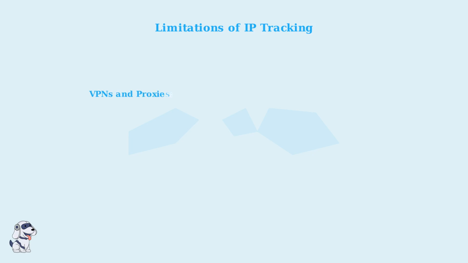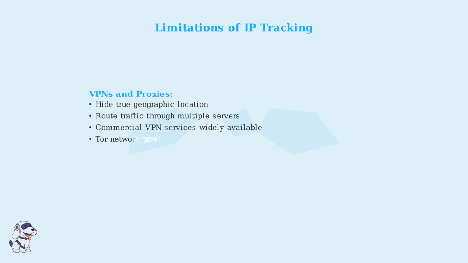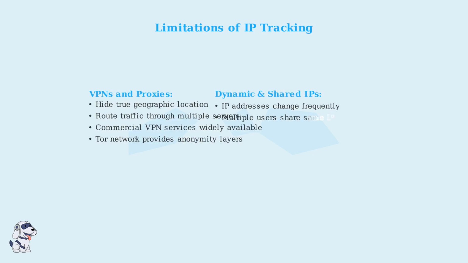Virtual private networks and proxy servers are commonly used to mask real IP addresses. These tools route traffic through different servers, making the apparent location completely different from the actual user location. Because of these limitations, IP address information should never be used in isolation. It must be combined with other evidence to build a complete picture of potential threats.